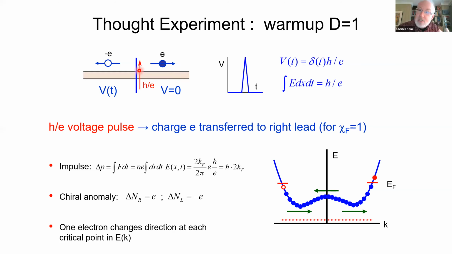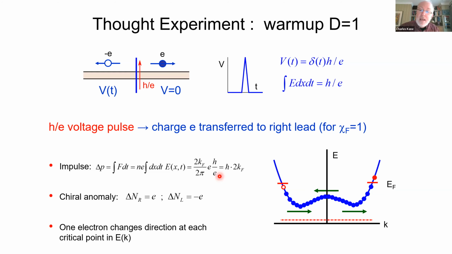And so you know what happens if you do that. Because there's an electric field here, the electrons are going to get a kick, and some electrons are going to go off to the right and not to the left. One way of thinking about that is that the electric field is going to give an impulse to the electrons, so it's going to transfer momentum to the electrons. If you think back to freshman physics, the change in the momentum is the integral of the force times the time, and what that tells you is that the change of the momentum for an h over e pulse is going to be precisely 2kF. So it's like one electron gets transferred from the left moving side of the Fermi surface to the right moving side of the Fermi surface.